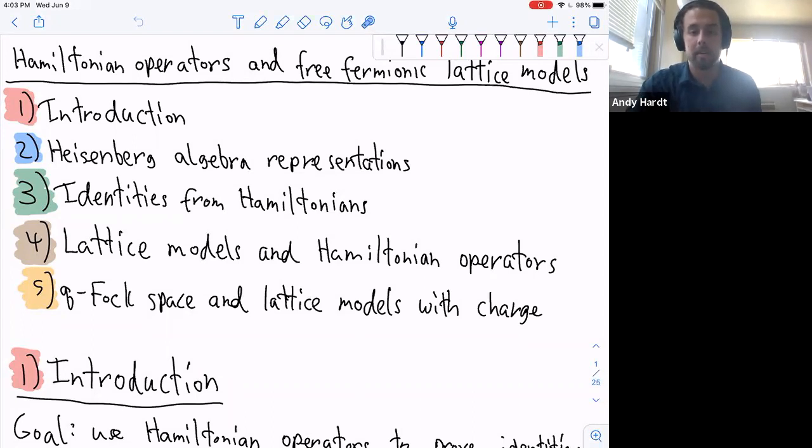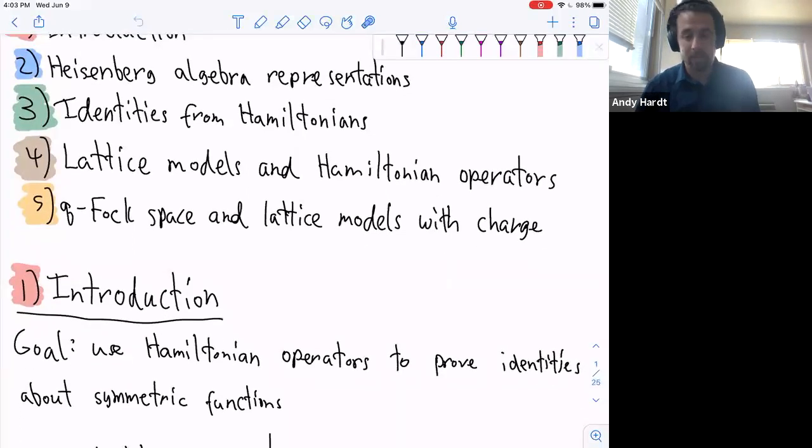If you were at the seminar a few weeks ago, Dan Bump gave a really excellent talk about Hamiltonian operators. I'm going to repeat some of the stuff here, and some of it I'll direct you back to his notes. So our goal, as we're approaching it now, is to use Hamiltonian operators to prove identities about symmetric functions.